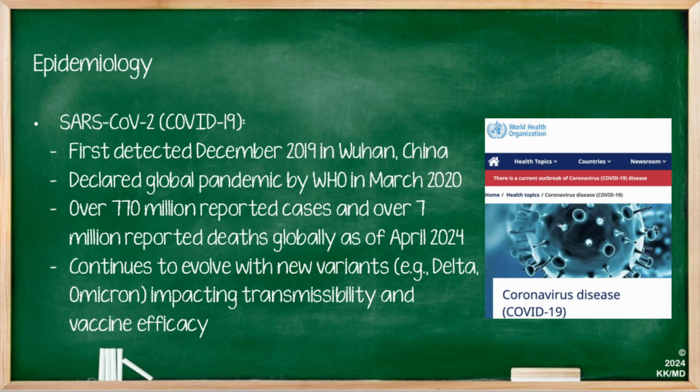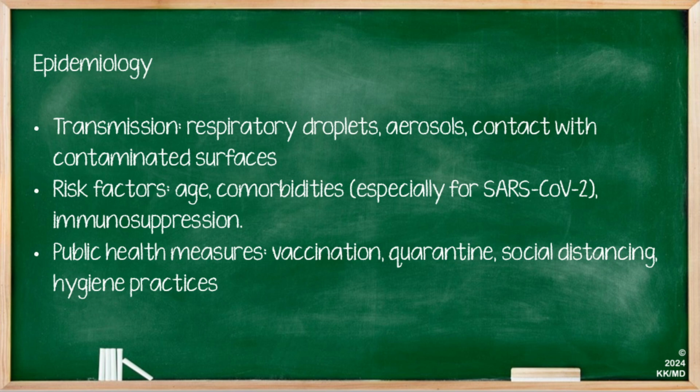Unfortunately, there were over 770 million reported cases and over 7 million reported deaths globally as of April 2024. This continues to evolve with new variants coming through. You might have heard about the initial variants like Delta or Omicron, impacting transmissibility and vaccine efficacy annually. Transmission is through respiratory droplets, aerosols, and contact with contaminated surfaces. The risk factors include age, comorbidities, which are especially important for SARS-CoV-2, and a state of immunosuppression.